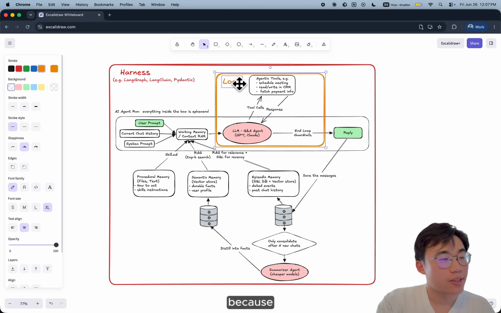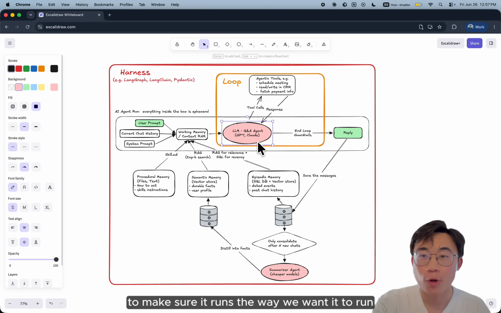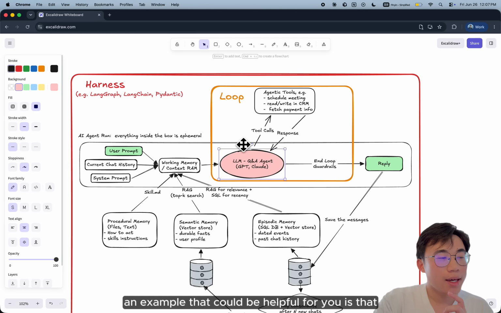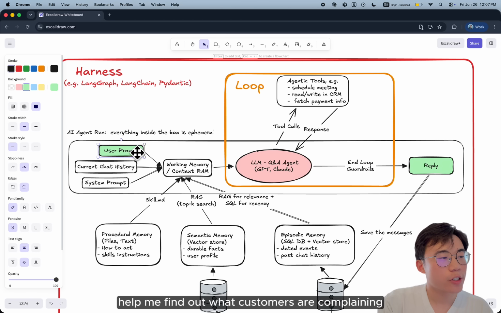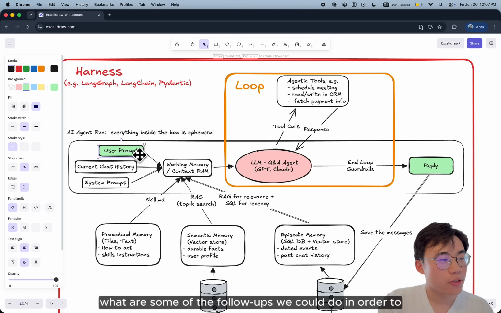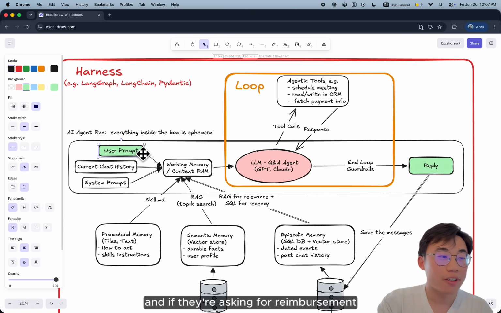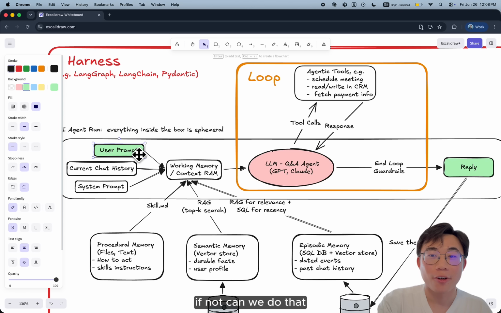Why? Because a loop is also helping us to control this technology, to make sure it runs the way we want it to run. An example that could be helpful for you is, let's say the customer prompt is: help me find out what customers are complaining about our products. What are some of the follow-ups we could do in order to win them back? And if they're asking for reimbursement, have we done the reimbursement or not? If not, can we do that?